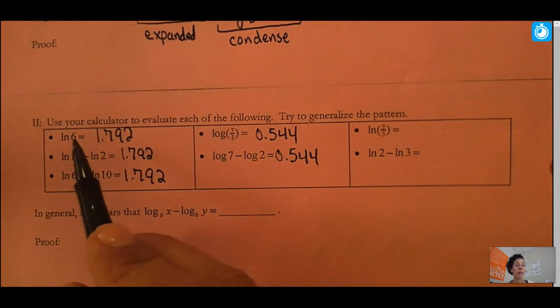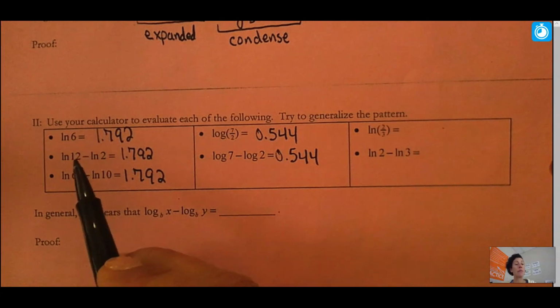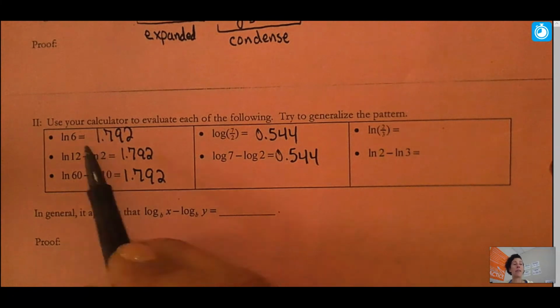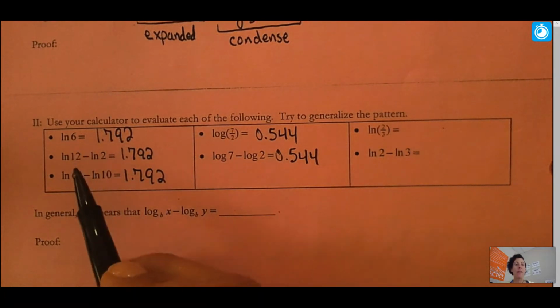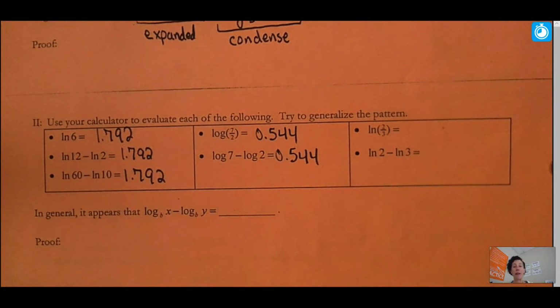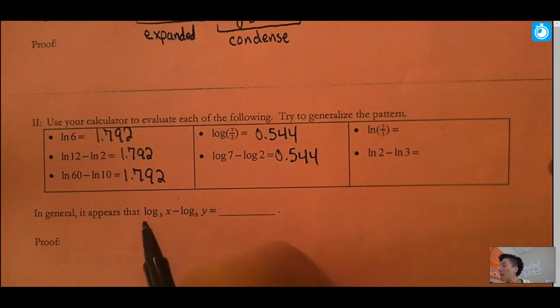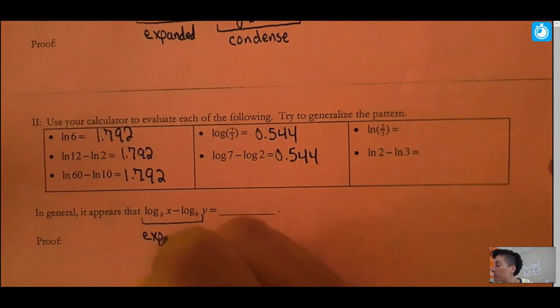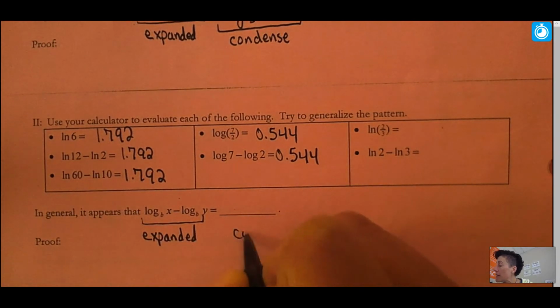Well, if this argument is 6, what I'm going to do is put the argument of 12 and 2 together, 60 and 10 together, to get an argument of 6. And the only way to get from 12 and 2 to 6, or 60 and 10 to make 6, is you divide them. So this is the more expanded version, and this side will be the condensed version.